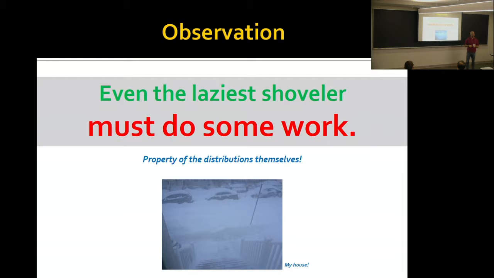I could scoop up the snow, walk to MIT and drop it there. Or I could do something more efficient, right? I could scoop up the snow and just drop it on the side of the street. But there's some minimum amount of work that I have to do to displace that snow from its current position to where it's going to go. Right? It's not zero work, there's a positive amount.